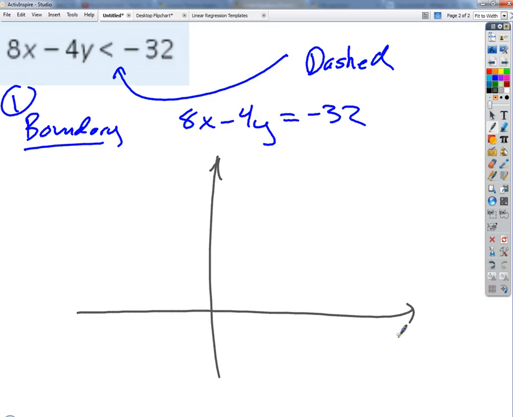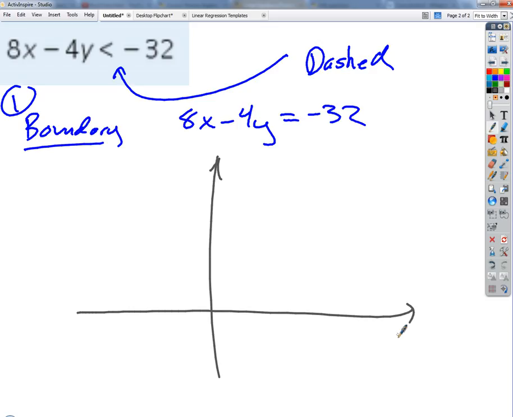All I need are 2 points. If I want to plot a line, I just need 2 points. I plot 2 points and connect and extend. Sound familiar? Well, the 2 easiest points to find here would be the intercepts. Now, where is the y-intercept always going to occur? When x has a value of 0, and the x-intercept occurs when y has a value of 0. So let's find those two values.